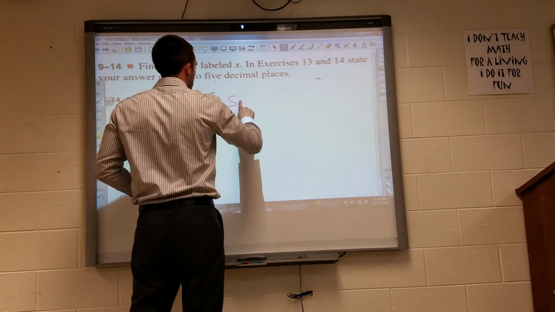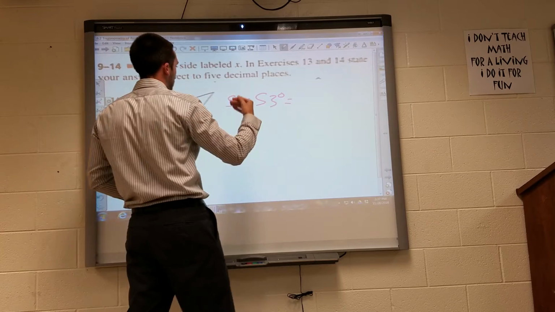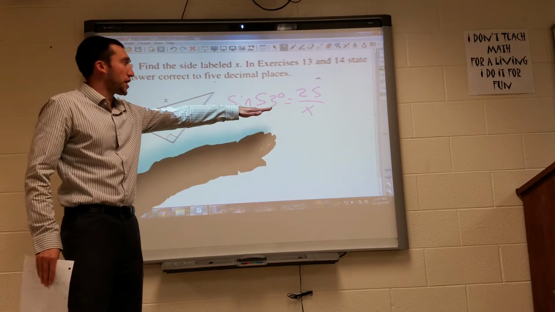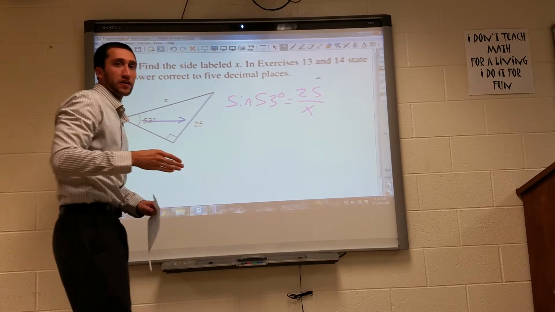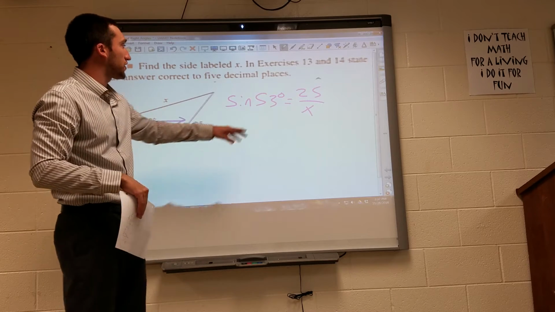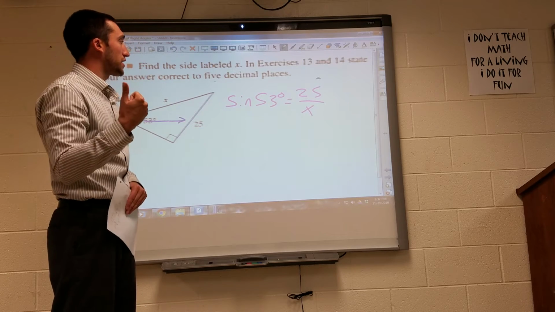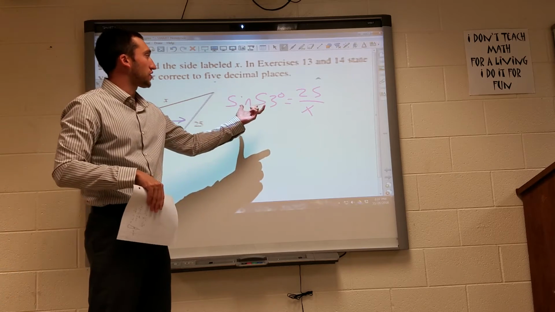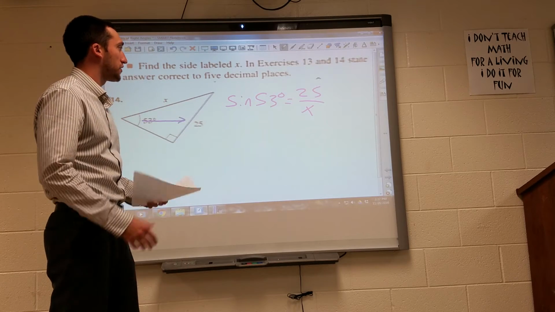So sine of 53 degrees equals opposite 25 over hypotenuse x. Now you've got to be careful when you're typing this into your calculator, because since they gave us 53 degrees, your calculator has to be in degree mode. Before I show you how to do it on the calculator, just to refresh our memory, let's solve for x, so we can plug this all in and come out with our value for that hypotenuse.